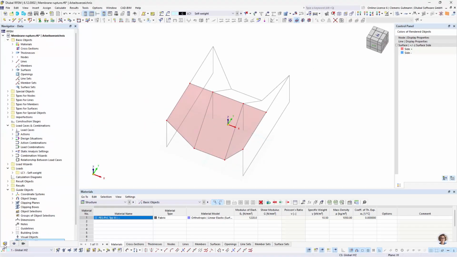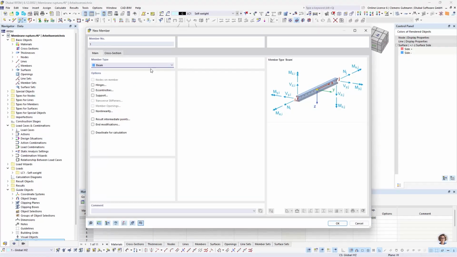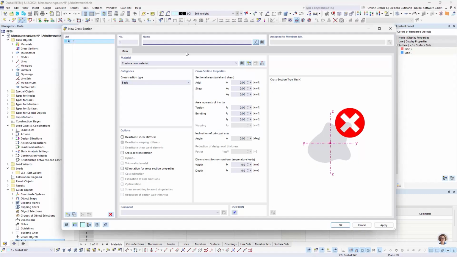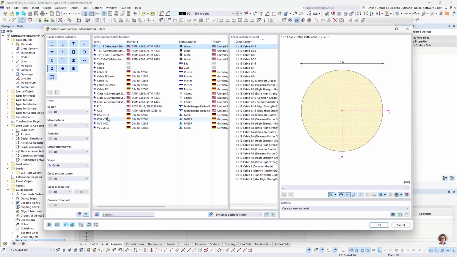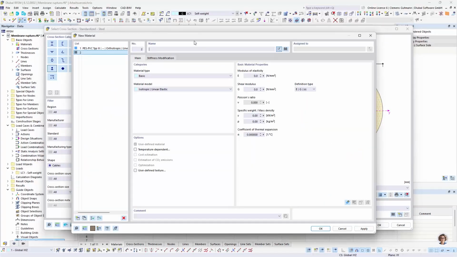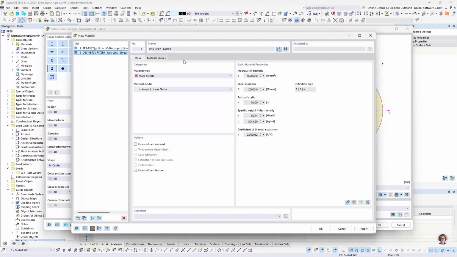Next thing we're going to model are the cables. So we have some cables here in this model, and for this I'm going to use a cable material, and I need a new material that comes from the same company.